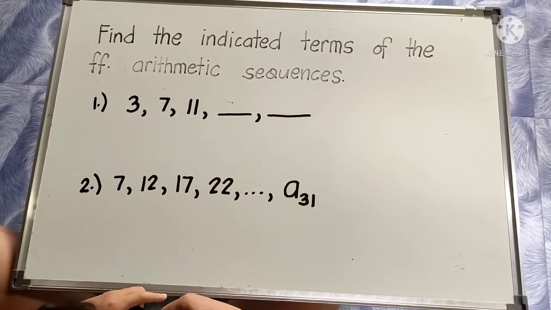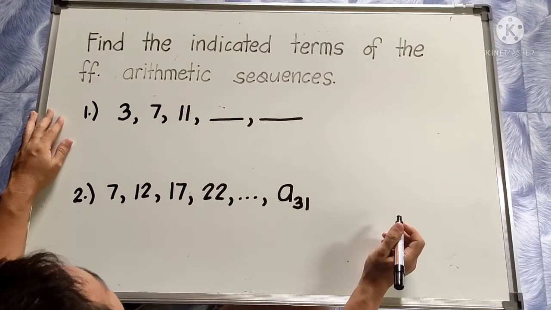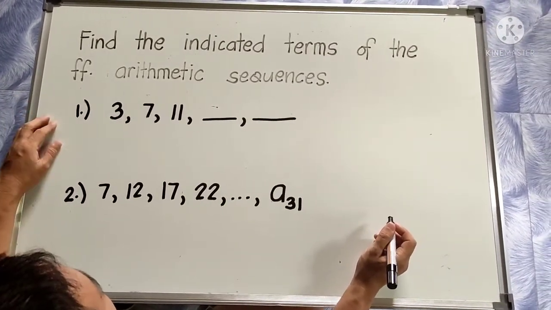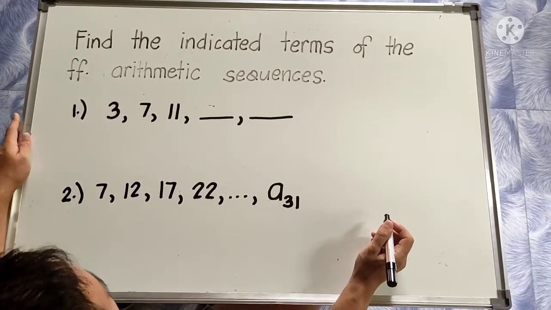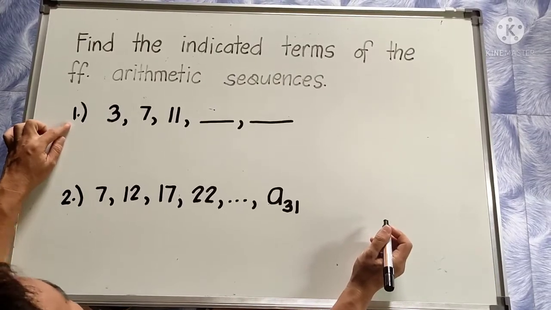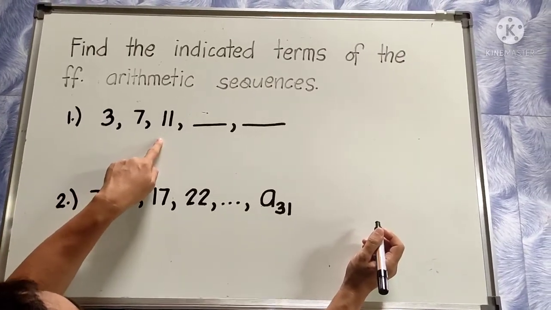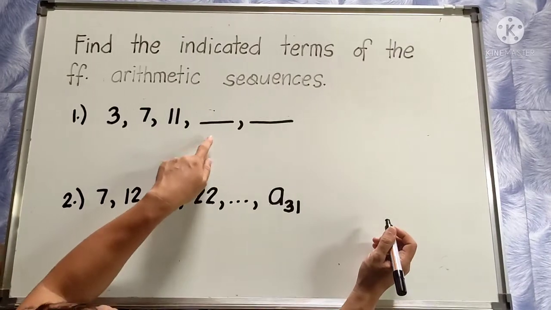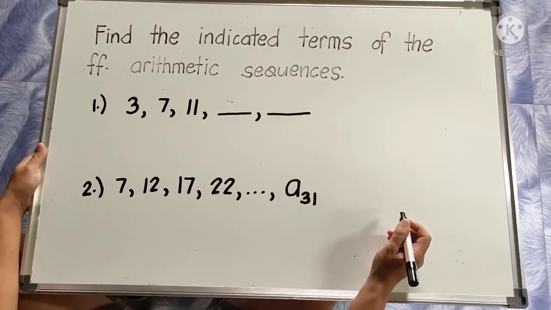So today, I will be making a tutorial video for Module 3 of Quarter 1, which is about arithmetic means and the nth term of an arithmetic sequence. Now let us consider this major task. Find the indicated terms of the following arithmetic sequences. For number 1, we are given 3, 7, 11. Then we're going to give the 4th and the 5th terms.